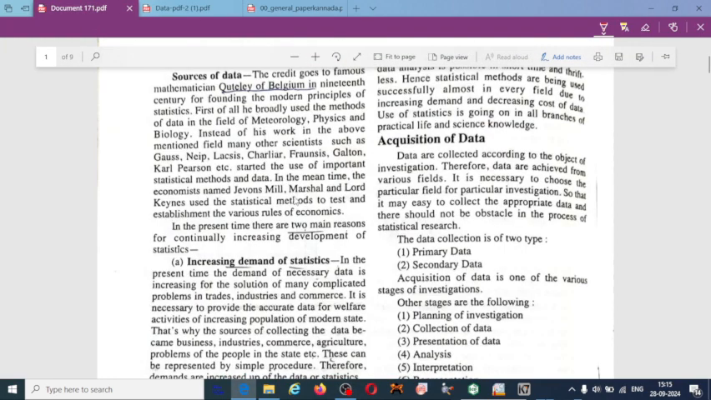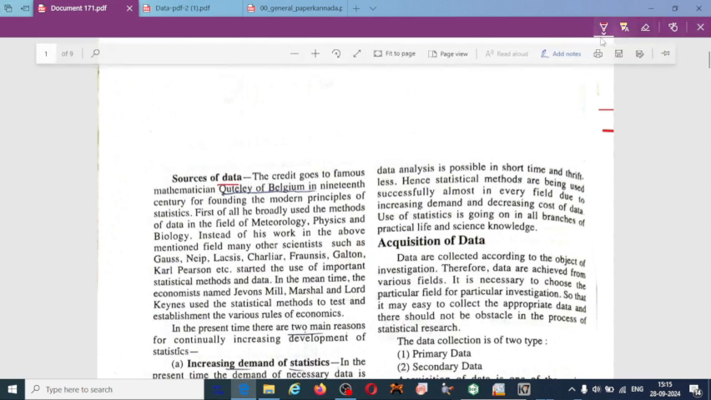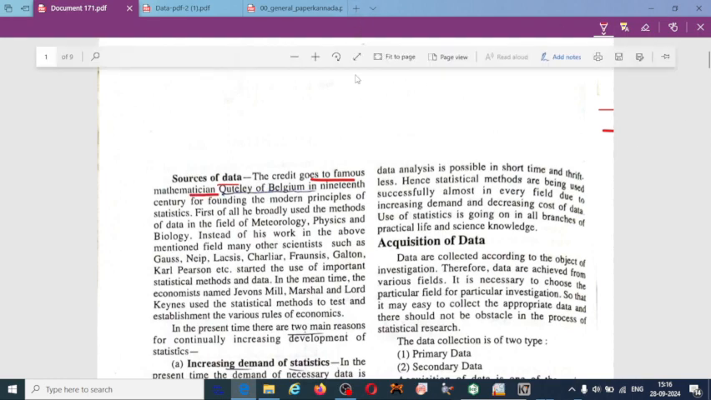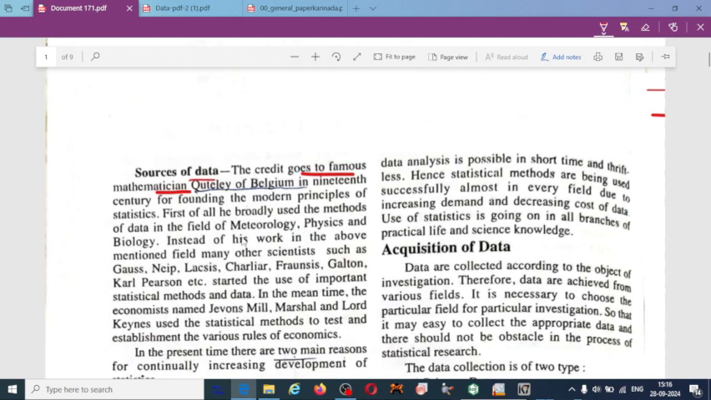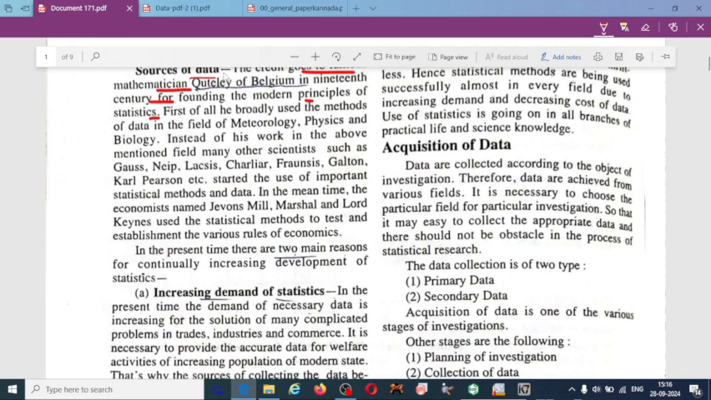So next, if we go to the sources of data. The credit goes to a famous mathematician, his name is Quetelet of Belgium, in the 19th century, for founding the modern principles of statistics. He used this; data interpretation is broadly used in different fields: meteorology, physics, biology. So many scientists have worked to improve the sources of data.